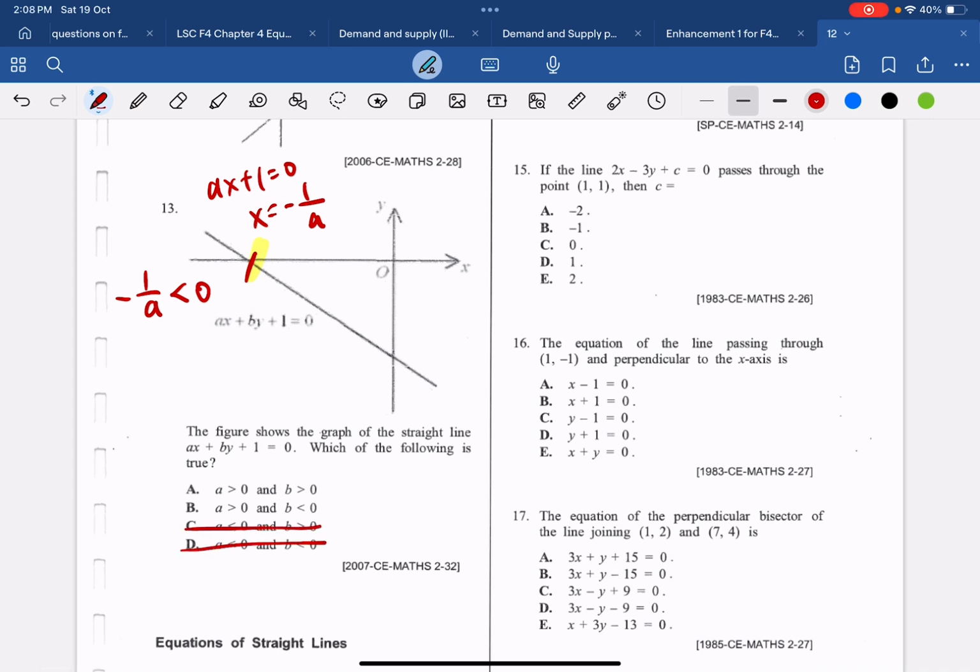Okay? And let's take a look at the y-intercept. The y-intercept means by plus 1 is 0. So y should be negative 1 over b. And can you see the y-intercept this time is on the negative y-axis?